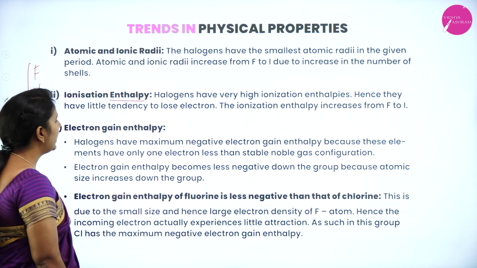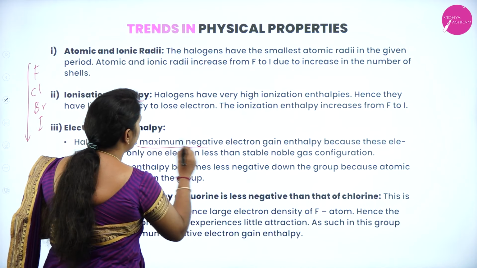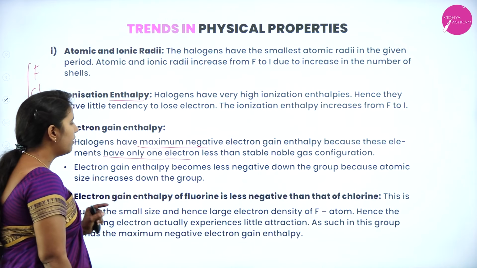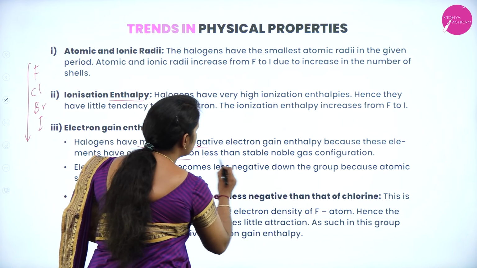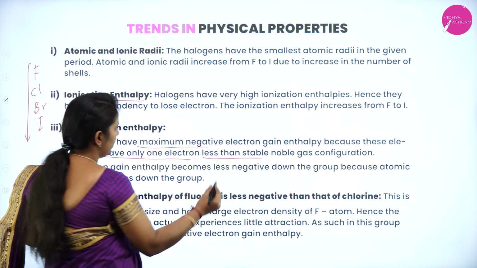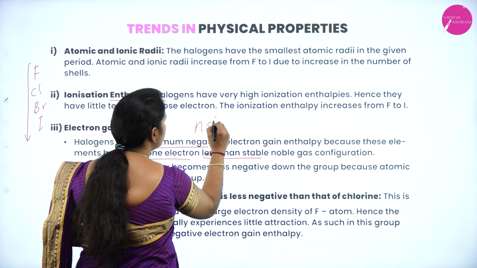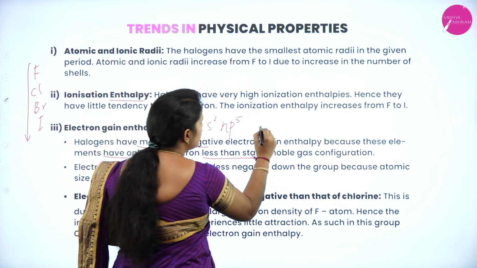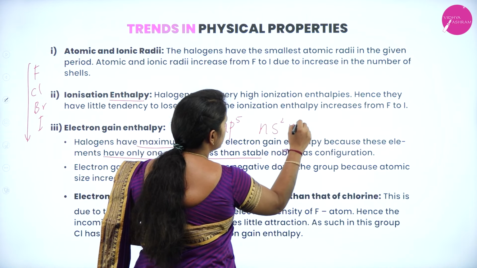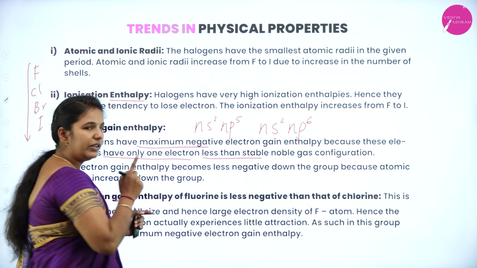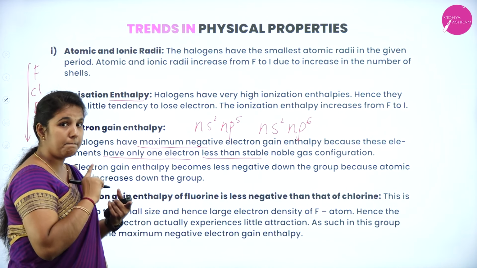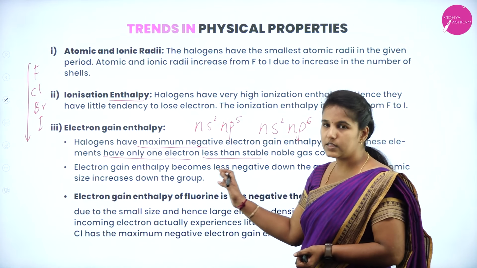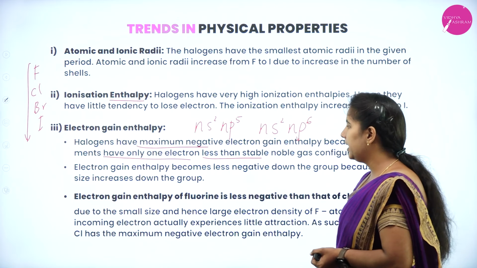Okay, so the halogens have the maximum negative electron gain enthalpy because the elements have only one electron less than their noble gas electronic configuration. Hence, we write it as ns2 np5. To get a stable electronic configuration, it has to get ns2 np6. So, only one electron difference is there. That is why it shows a maximum negative electron gain enthalpy. That is one of the specialities of the group 17 elements.